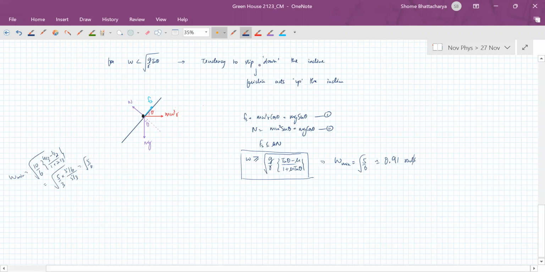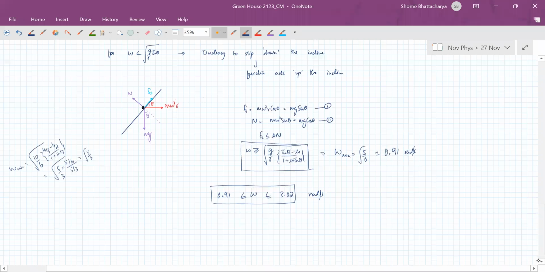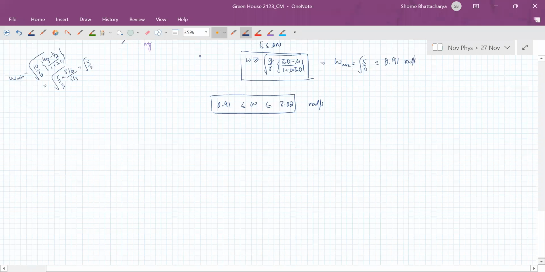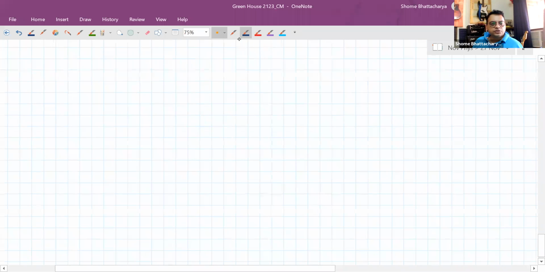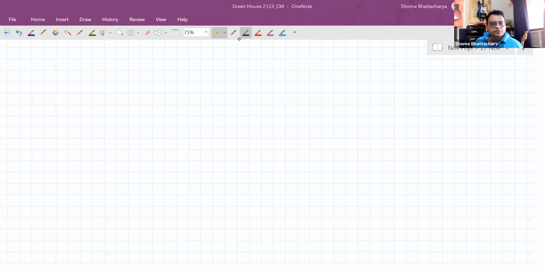Okay, so the range of omega, as you can see, is about from 0.91 to, for the no slipping condition. Okay, so this is all about examples of circular motion with application of centrifugal force, etc.